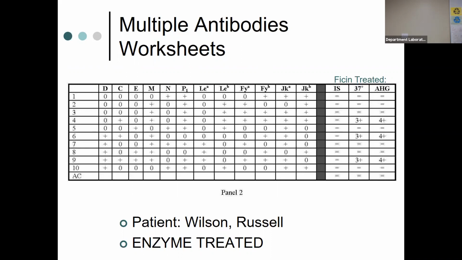All right? So this is just running the ficin as two confirmations. Number one, that you are dealing with the Duffy A because it was destroyed. That lets us know that Duffy A was there. And number two, notice how strong your reactions are now, 3+ and 4+. Remember that any of your Rh antigens are enhanced after enzyme treatment. So that's why our reactions got stronger as well.